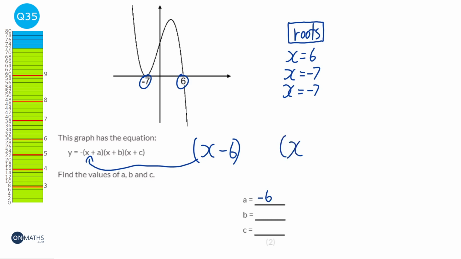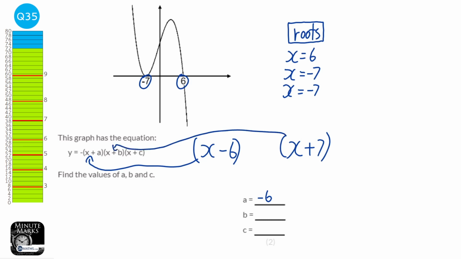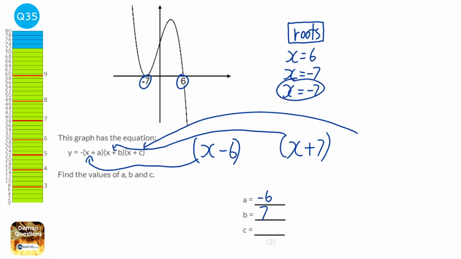Well, if that's minus 7, if we put b as plus 7, then when we substitute this minus 7 into the x, we get minus 7 plus 7, which is 0. So if b is plus 7, then the whole thing will be 0 at x equals minus 7. And for the c, we're looking at that last root. Again, it will be the same, won't it? It will be x plus 7.